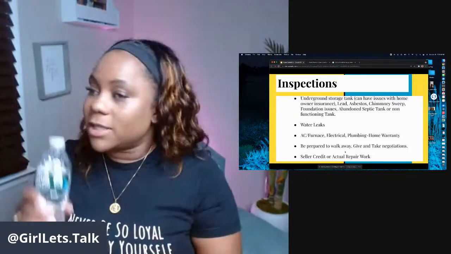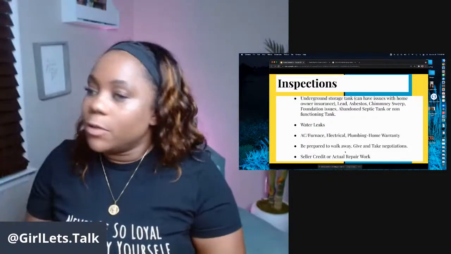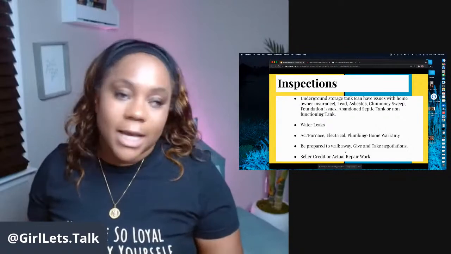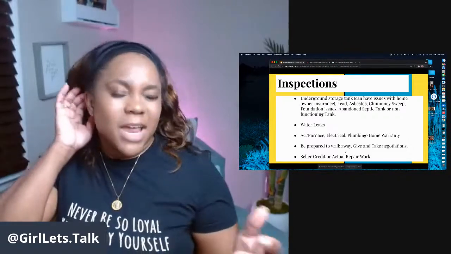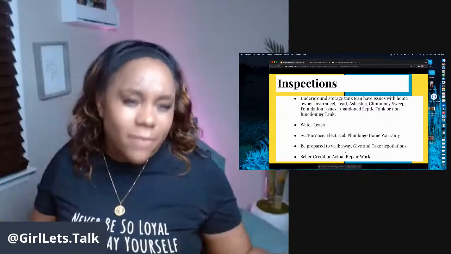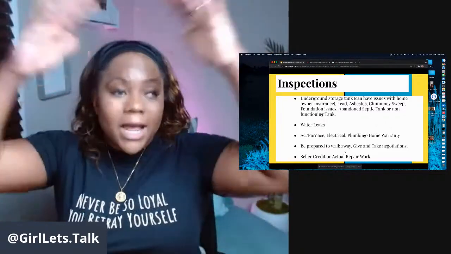Be careful with the mold. No mold, no asbestos, no underground storage tanks, no lead, a chimney sweep. Yes, so every house, well, not every house does have a chimney. I'm lying. Some of them just don't have a fireplace.